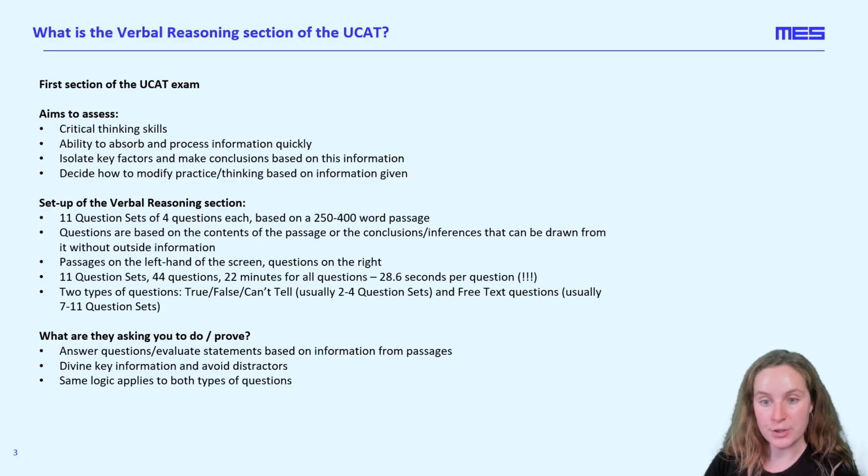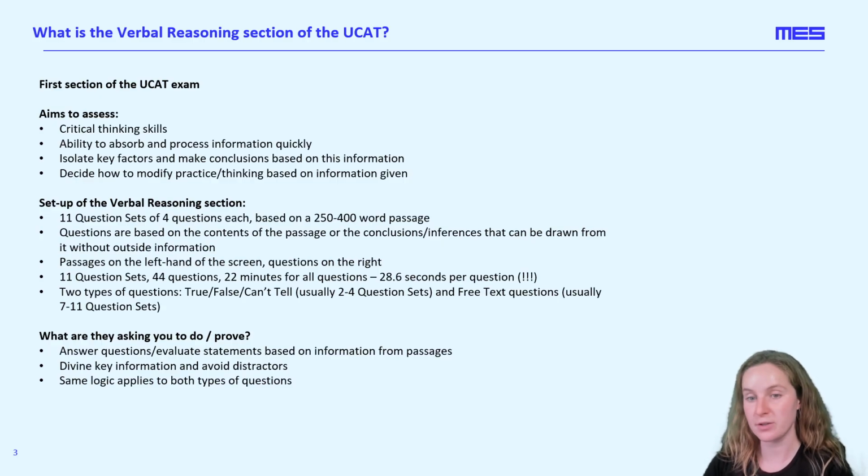What are they asking you to do or prove? They are asking you to answer the questions or evaluate the statements based on the information from the passages, to divine or work out the key information and avoid distractors that are intentionally put in. All of these questions and passages are written by examiners and not by a computer, so they are intentionally crafted with key information hidden within them, as well as distractors designed to throw you off the correct information.